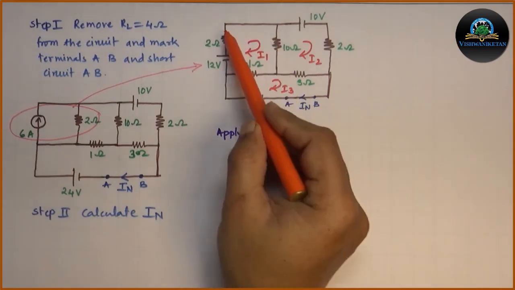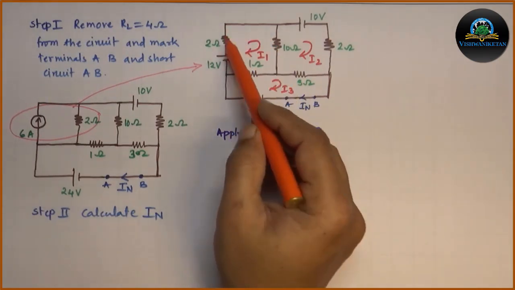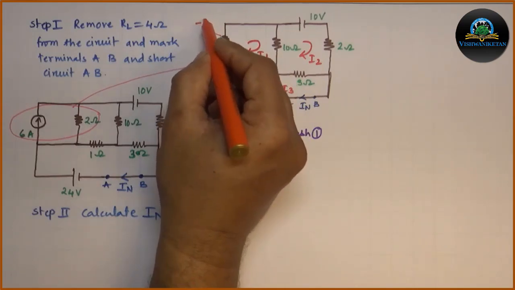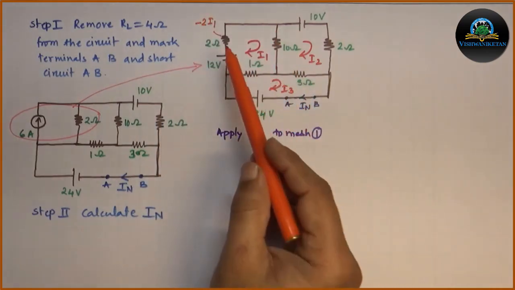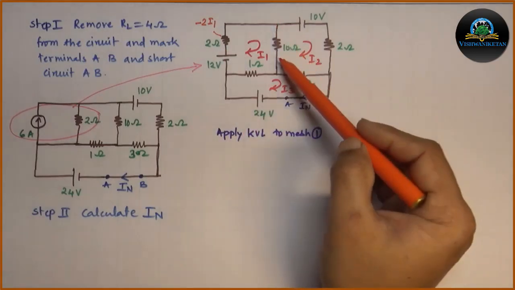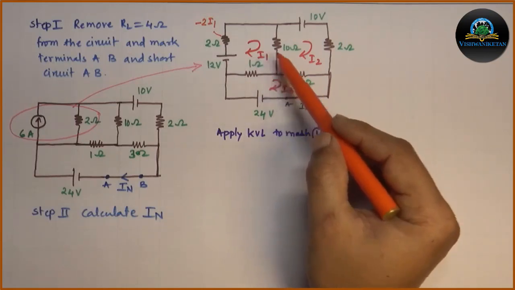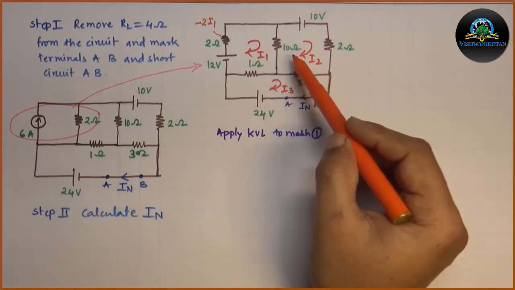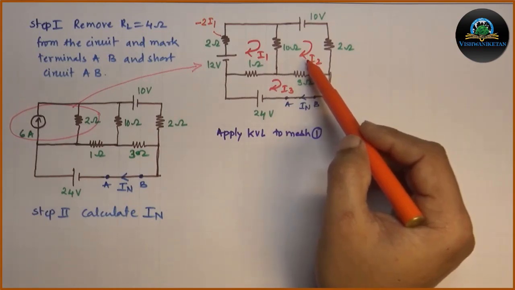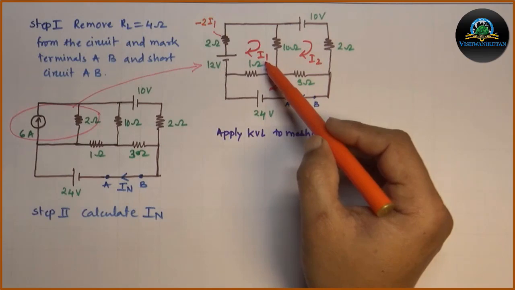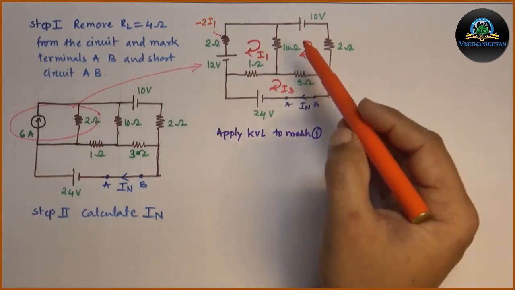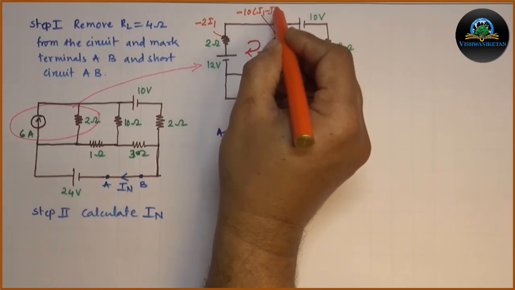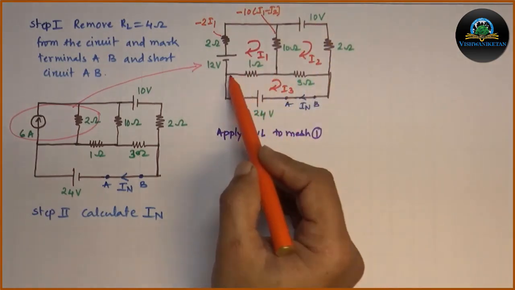Now for mesh 1, we are moving in mesh like this, this is our mesh direction. Current direction is also same. So for 2 ohm, the voltage drop will be minus 2 I1 because current direction and loop direction are same. When we come across 10 ohm resistor, 10 ohm resistor is common for first mesh and second mesh. Hence current flowing through 10 ohm resistor will be difference between I1 and I2 or resultant current of I1 and I2. Now we are in loop 1, so we will take I1 as higher than I2. Hence for 10 ohm resistor, the voltage drop will be minus 10 into (I1 minus I2). Then we'll come to 1 ohm resistor.